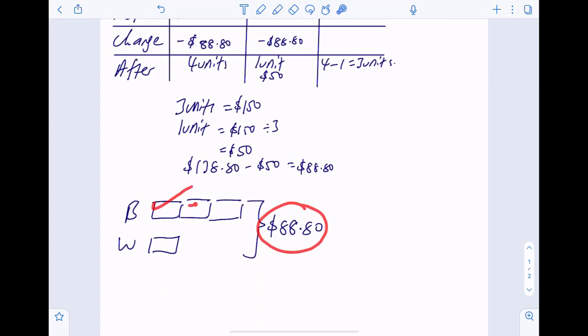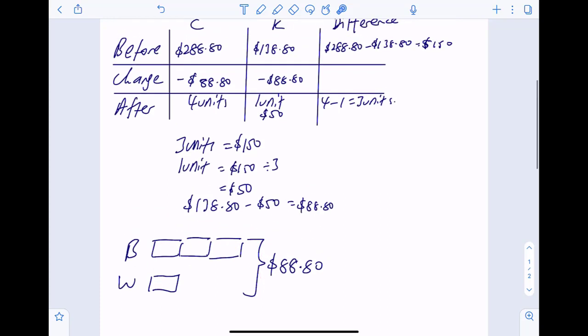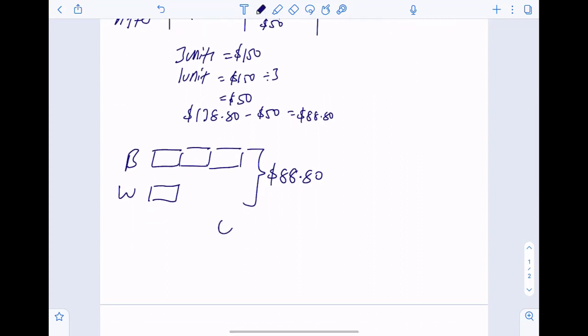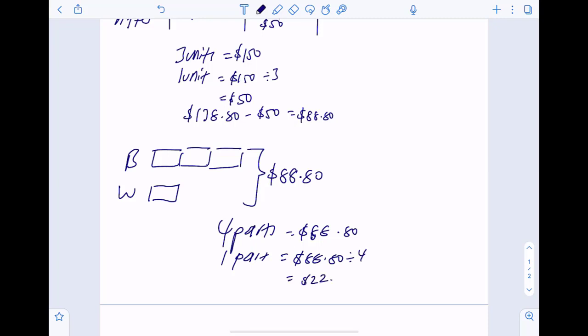$88.80 represents 1, 2, 3, 4 parts. Okay, don't use units because you already used it earlier. So 4 parts is equal to $88.80. We find 1 part then. Okay, so it will give you $22.20, and they don't want to find the cost of the wallet, otherwise that would be our answer here.